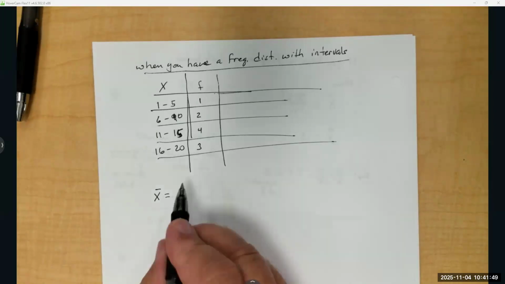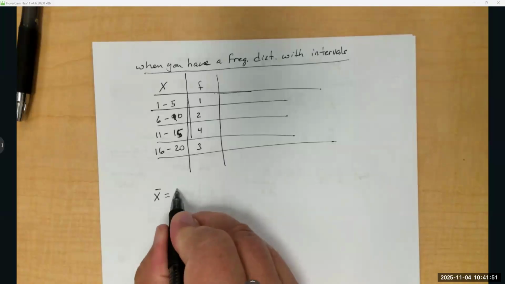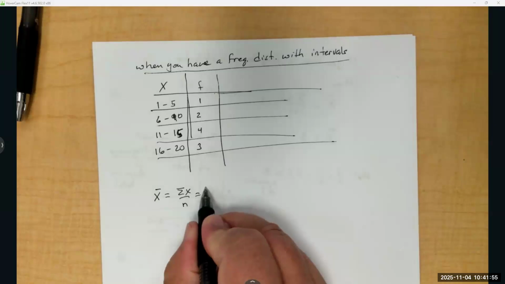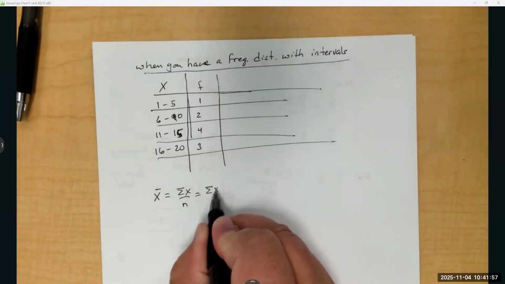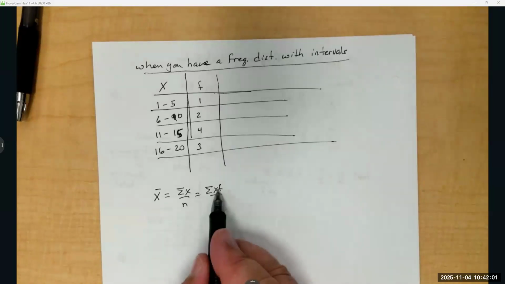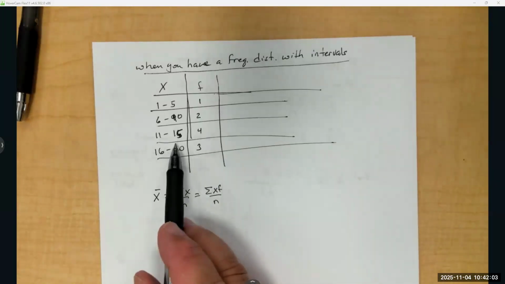Because remember, up until now, we've always had to add up all the x's divided by n, or add up all the x's times the frequencies. But these are all solid numbers. What happens when you have an interval?